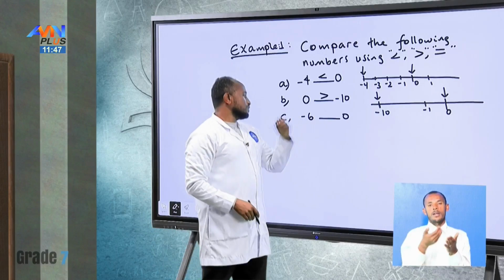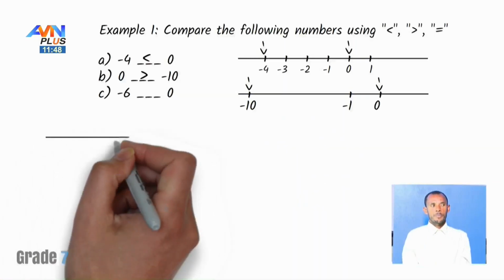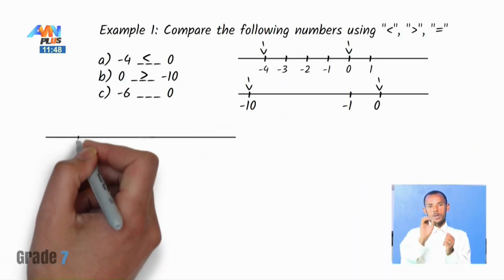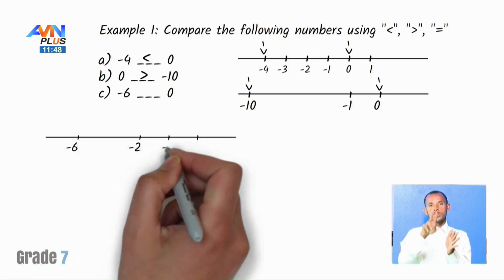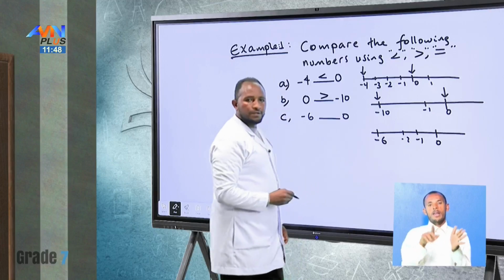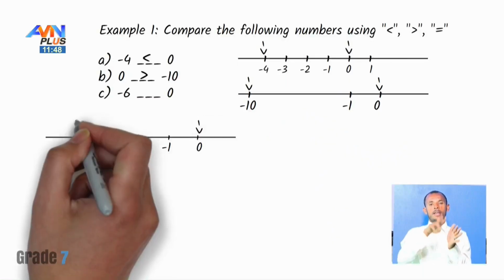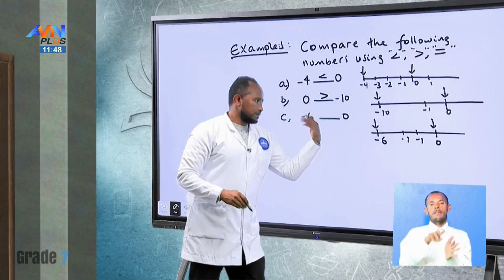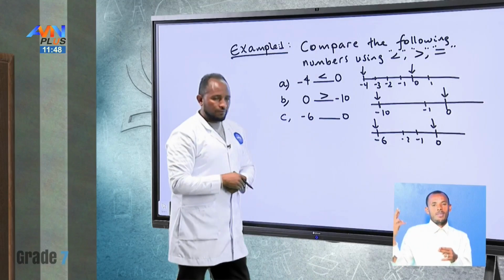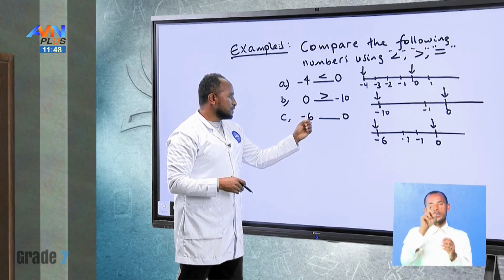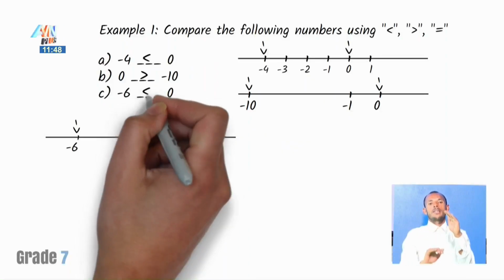Let's compare these two numbers, -6 with 0. Let's just draw a number line. The location of 0 is here. -1, -2, and so on. You'll proceed, and you may arrive here at -6. When you see the location of 0 and negative 6, -6 is to the left, it's smaller. 0 is to the right, it's a bigger number. Therefore, -6 is less than 0.